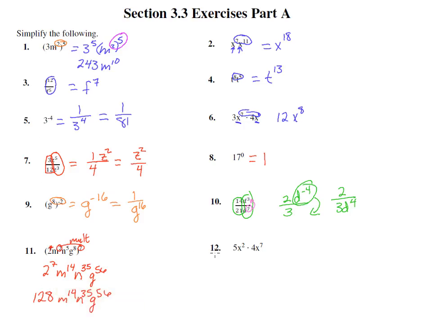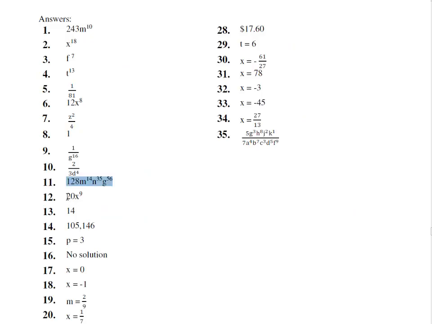Alrighty, number 12. 5x squared times 4x to the 7th. Well, multiplication, 5 times 4, we know that is 20. Now, x squared times x to the 7th, this is our multiplication rule. We add the exponents. 2 plus 7 gives us 9 x's all multiplied together. Let's check our answer. 20x to the 9th. Good.